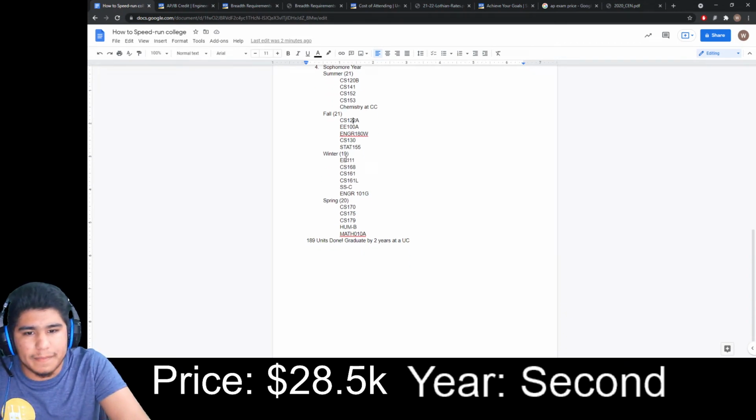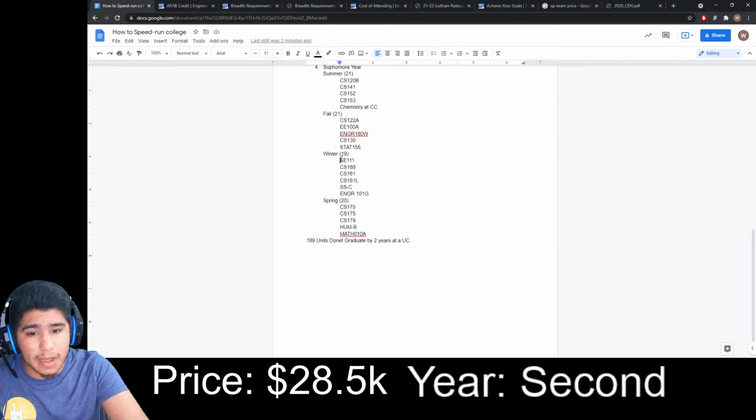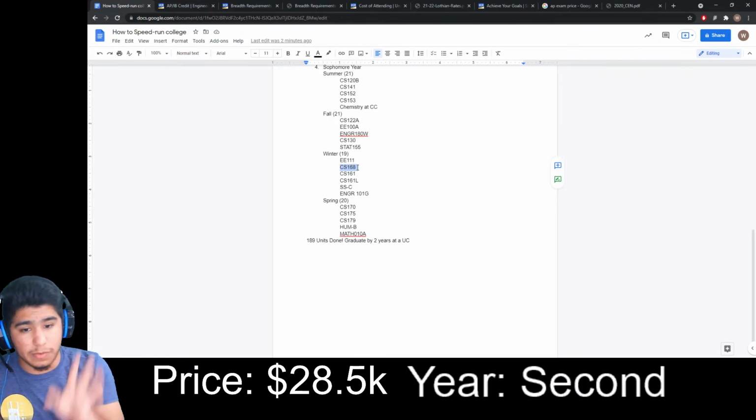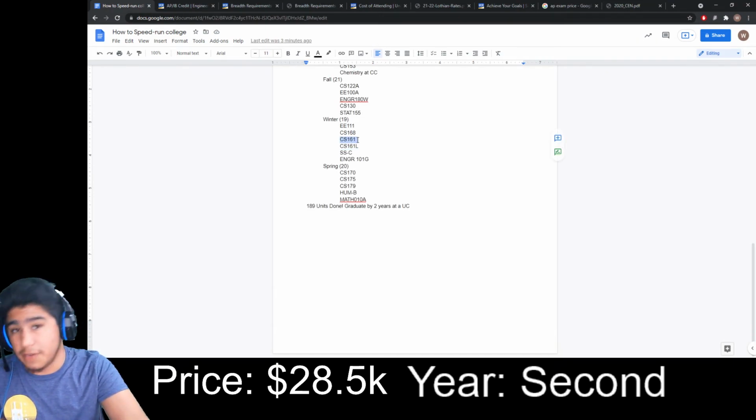But if you're computer science, this is a technical elective for you, and you need to take way more technical electives than computer engineers. All right. So winter, EE111 and CS168 are required for computer engineers, and they're only offered in winter. So definitely make sure you have a slot for those in your winter schedule. They both have labs. CS161 and CS161L are offered usually in winter or spring. CS161 alone is offered in summer.